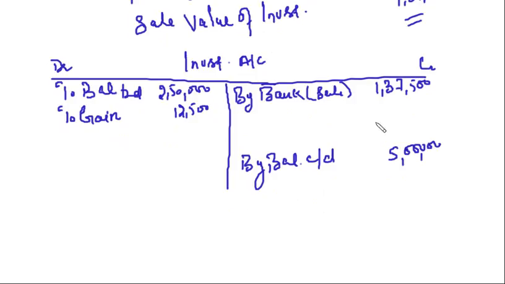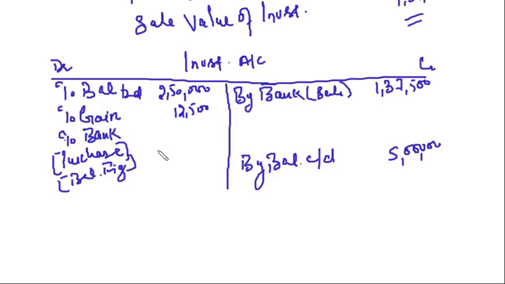Now the credit side is more than the debit side, so the balance we get on debit side reflects the purchase of investments. This is the balancing figure. Clear? This comes to 3,75,000. Clear, friends?